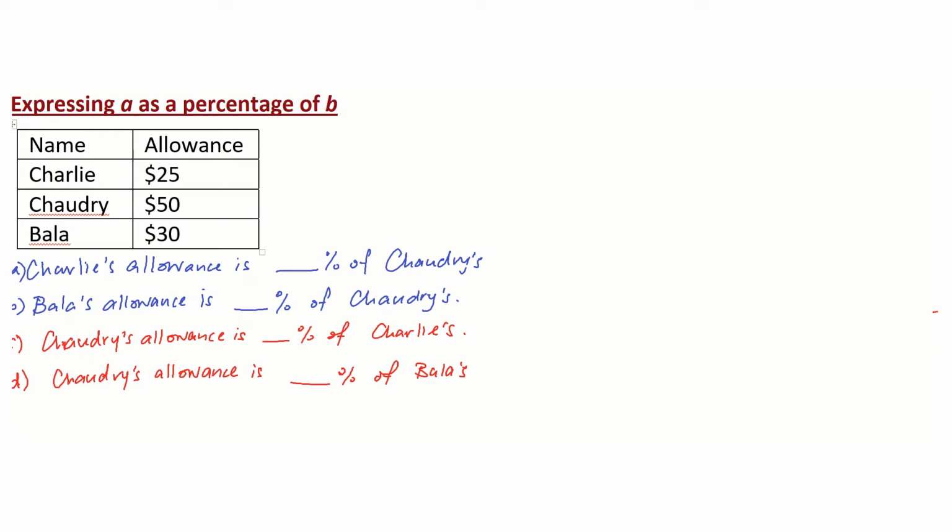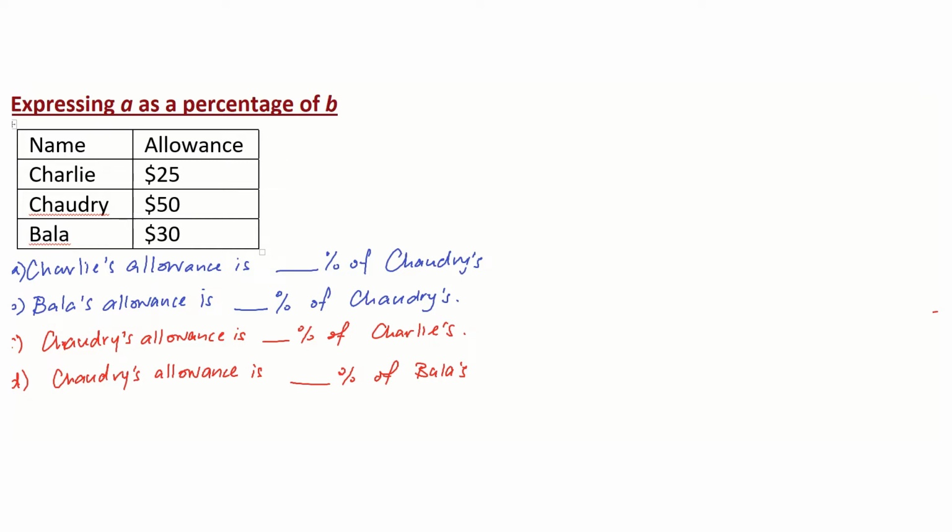Alright, so for the first part of this video, we are going to learn how to express a quantity as a percentage of another quantity, or in short, expressing A as a percentage of B. But before we go into that, maybe let's look at context first.